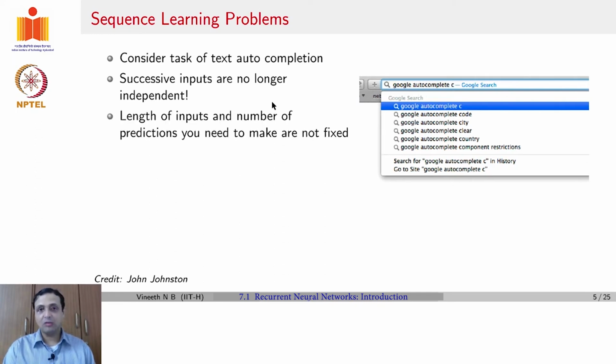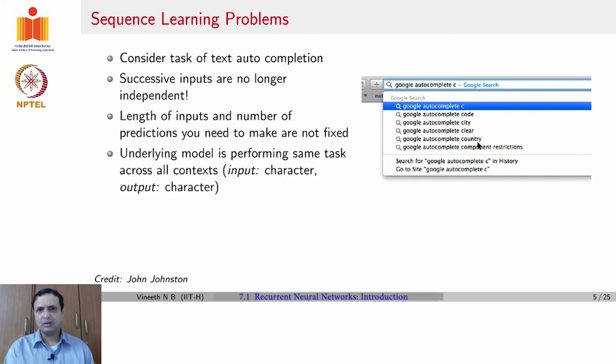And in this kind of problem, the length of the inputs and the number of predictions you need to make may also not be fixed. An example here is if you say Google autocomplete C, the last word could be code or could be country. These have different lengths and you want your model to be independent of such constraints.